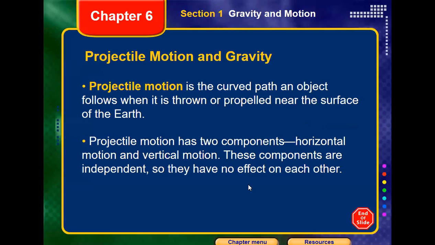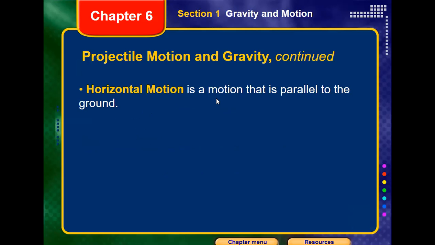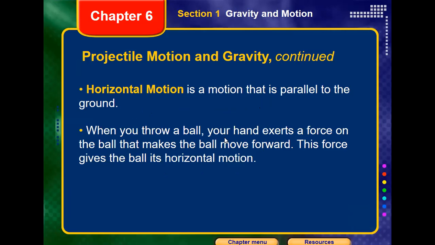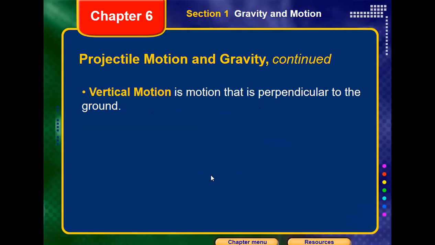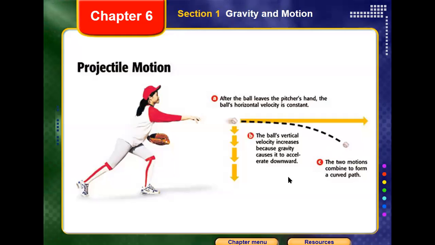To explain it in detail, we said that projectile motion is the curved path an object follows when it's thrown or propelled near the surface of the earth. Projectile motion has two components, horizontal motion and vertical motion. What are these components? The horizontal motion is the motion parallel to the ground. When you throw the ball, your hand exerts a force, so that is the horizontal motion, your hand force applied on the ball. At the same time, there is a vertical motion due to the gravitational force that pulls the ball toward the ground, and finally it leads to this curved path.